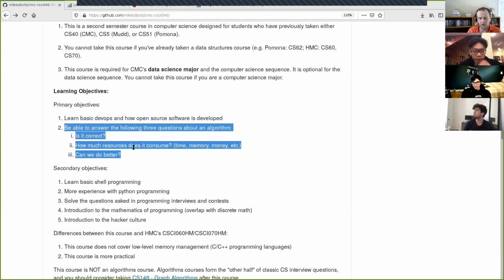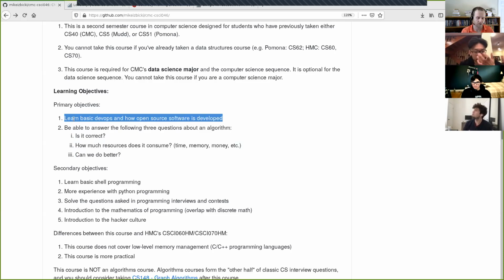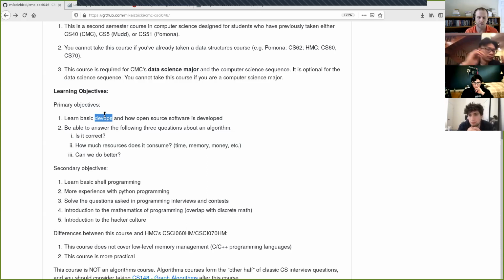So this is sort of the foundations of every data structures course. And then one of the things that makes this course a little bit different than data structures at, say, Harvey Mudd or at Pomona, is that we're also going to be talking about these concepts right here. So DevOps stands for Developer Operations. This is sort of all of the things other than code that goes into getting a major website like Google to run. Like, how do you coordinate all of this code together?